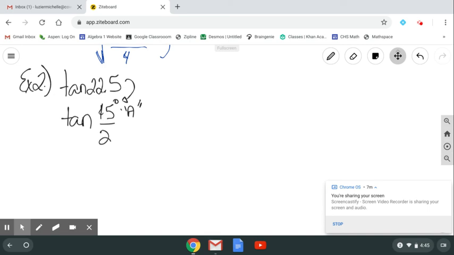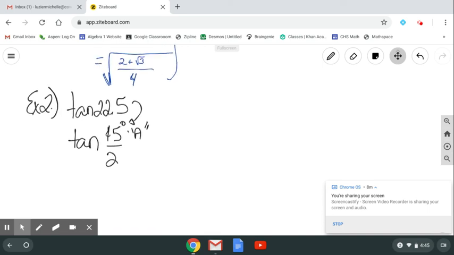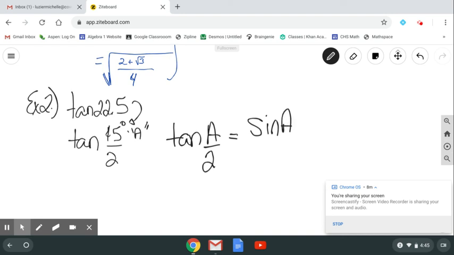In addition, there are 3 different formulas. I personally don't want to deal with the radicals in that first one, so I'm going to choose to use the second one. I'm going to use tangent of A over 2 is equal to the sine of A over 1 plus the cosine of A. I'm going to use that one because I don't have to use radicals. I already have enough radicals that I'm going to be dealing with, so let's avoid that one if we can.